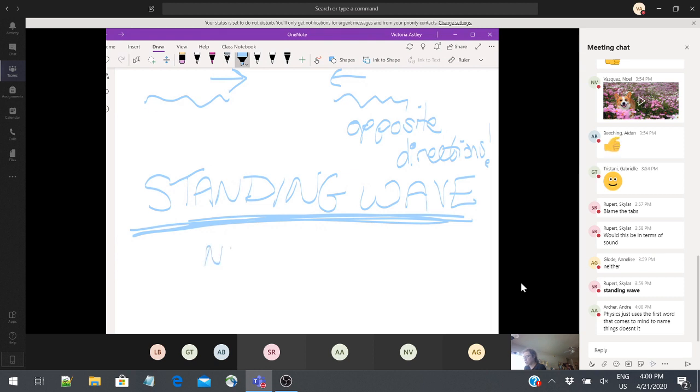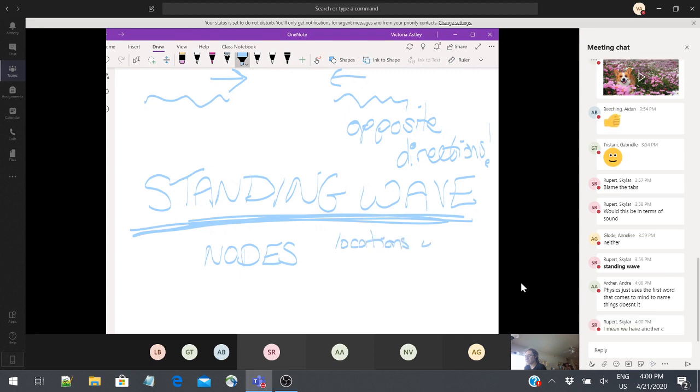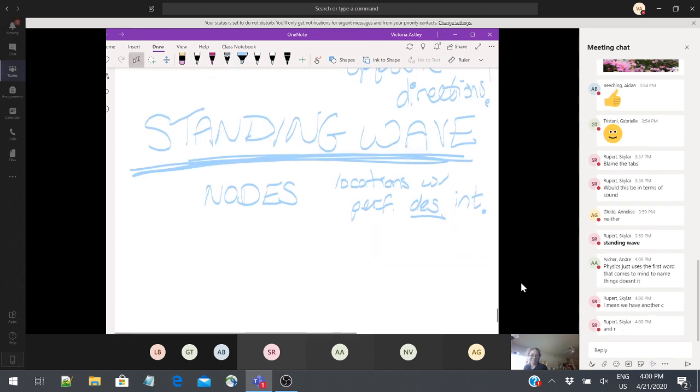So it has nodes that are locations with perfect destructive interference. Destructive interference. I'm being so lazy here. Perfect destructive interference. You know what that means. Physics uses the first word that comes to mind, yes. Usually. Whoever thinks of it gets to name it. Them's the rules. Maximum constructive interference.